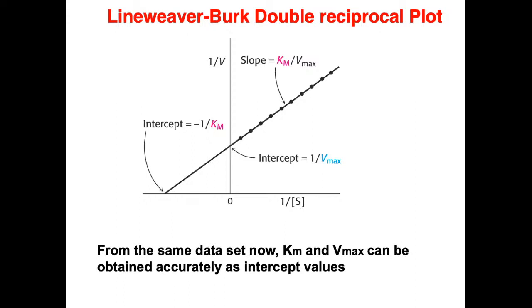So for the same data set, Km and Vmax can be obtained accurately from the intercept values. We can identify these Km and Vmax values if we know the velocity and the substrate concentration, and then everything is possible to calculate.